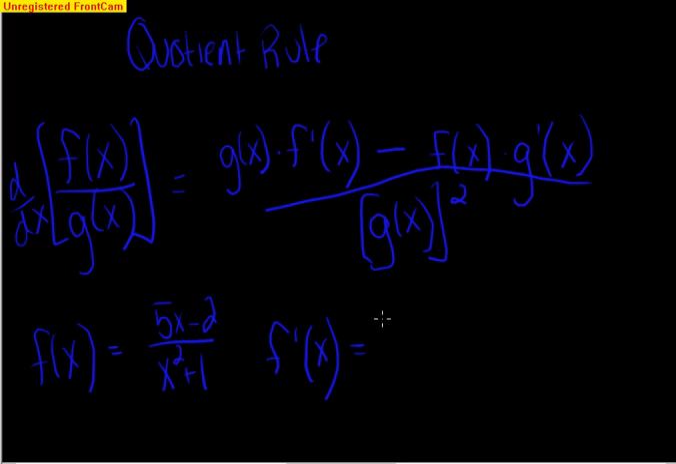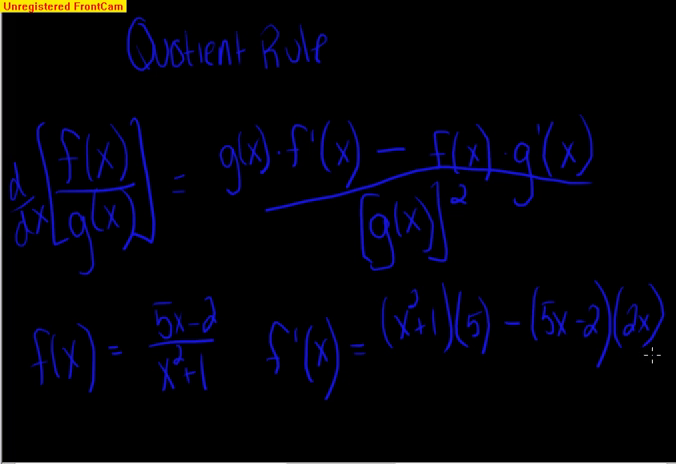What I end up with is bottom times the derivative of the top minus the top times the derivative of the bottom, all over the original denominator squared. Not the derivative of the denominator, the original denominator.